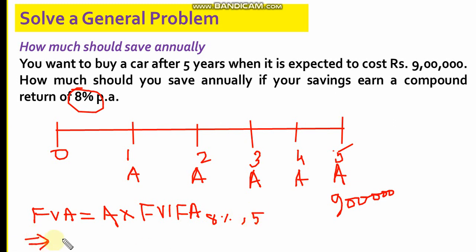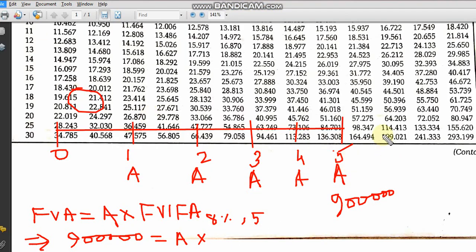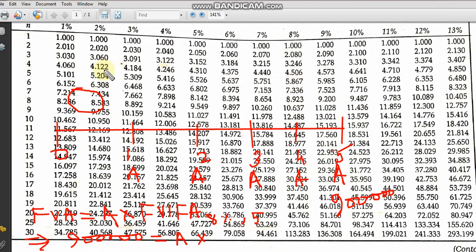What I have here is the future value figure given, that is the 9 lakh figure is given to me. That is equal to, I need to calculate the annuity into, I just have to find out the 8% 5 years value from the table. So let me go to the table. Let me check, do I have 8%? Yes, I have 8%. Do I have 5 years? Yes, I do have 5 years. So the 8% 5 years value is 5.867. This is the 8% 5 years value.